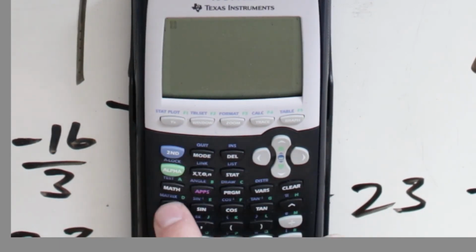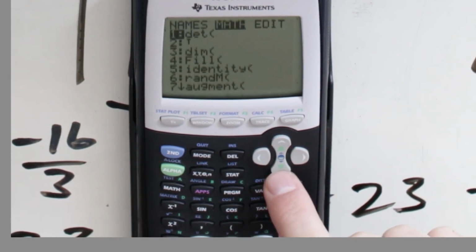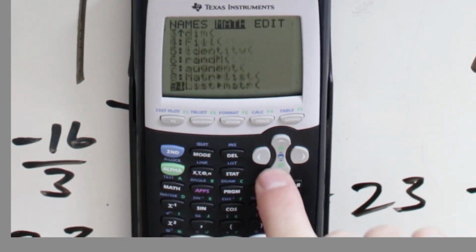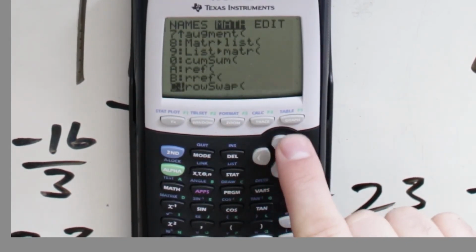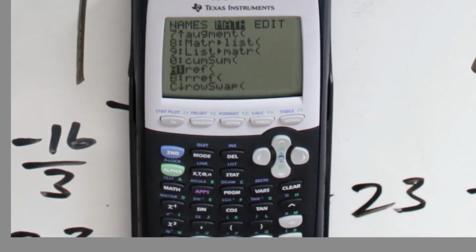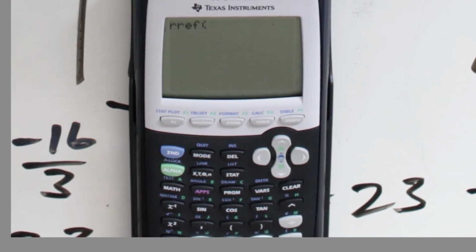Go to second matrix, math, and then scroll all the way down. I'm not going to do row echelon form. I'm going to show you reduced row echelon form because something really cool happens. So if I go here, I'm going to enter in my matrix A, close that bracket off. Watch this.